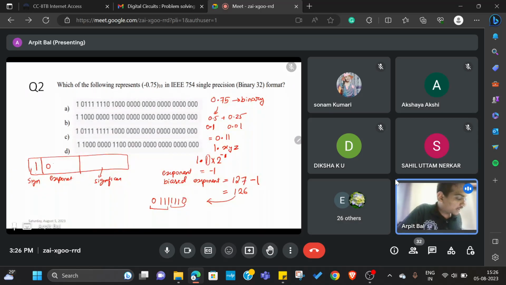Okay, so let's write down the exponent field: 0 1 1 1 1 1 1 0. So we have the exponent. Then we need to find out the significand. The significand is only 1, and for the remaining 22 bits we will append zeros. Now let's find the correct solution. It is 1 0 1 1 1 1 1 0. So the correct option is A.